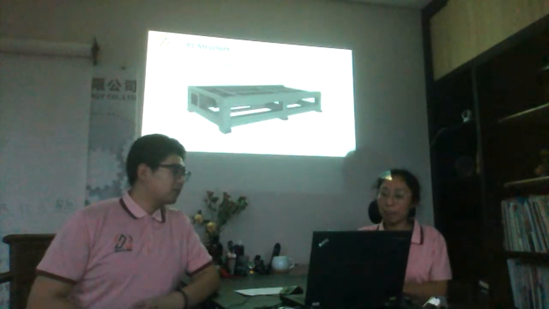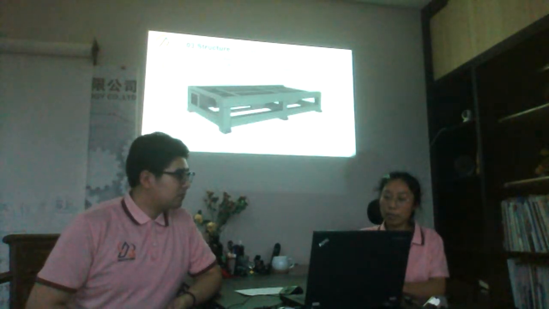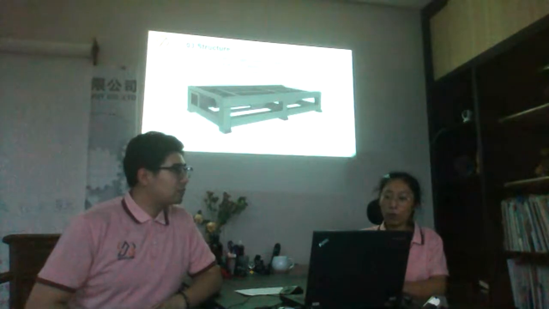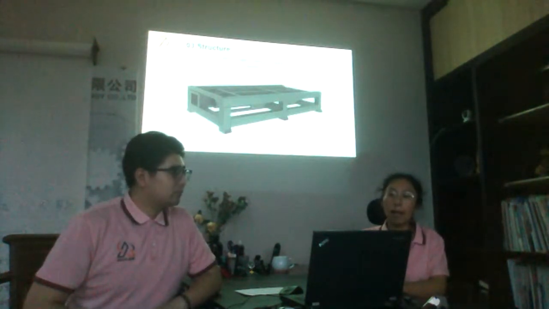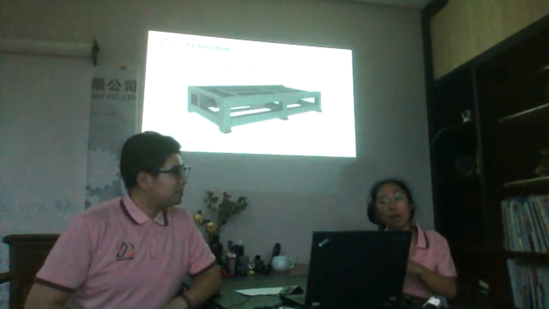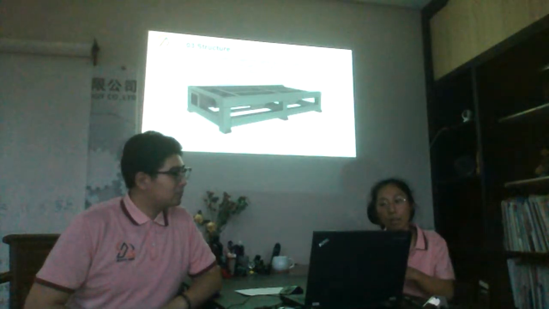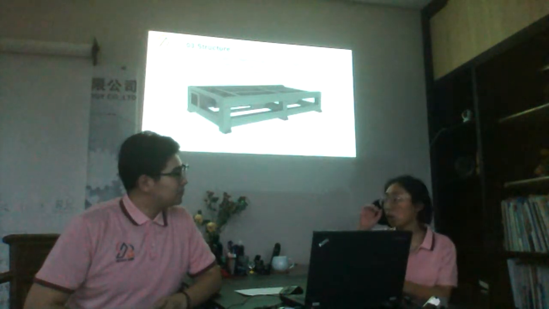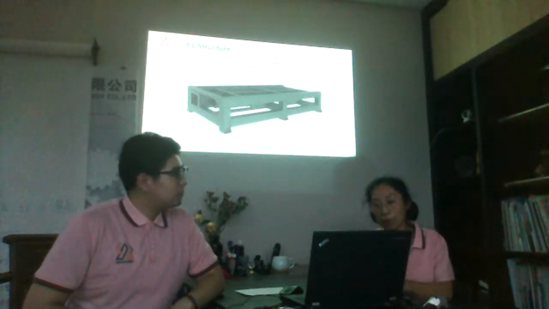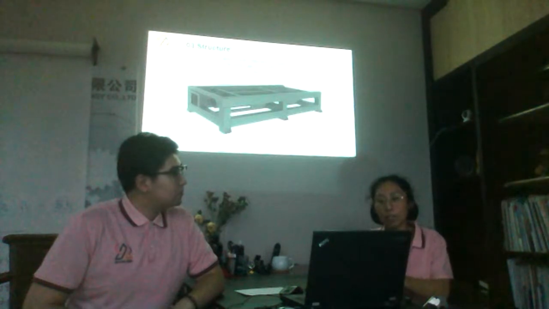Next is the lathe bed, which is a pipe welding bed. It is welded, and it has high temperature annealing to reduce internal stress and deformation, and it's stable and highly efficient. Our laser cutting machine bed is very stable and it has high efficiency.